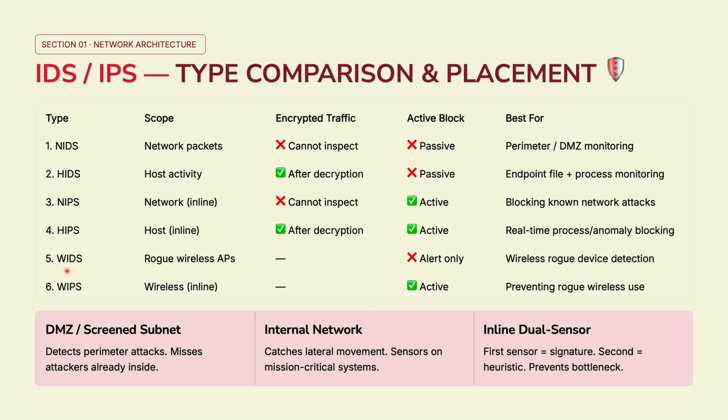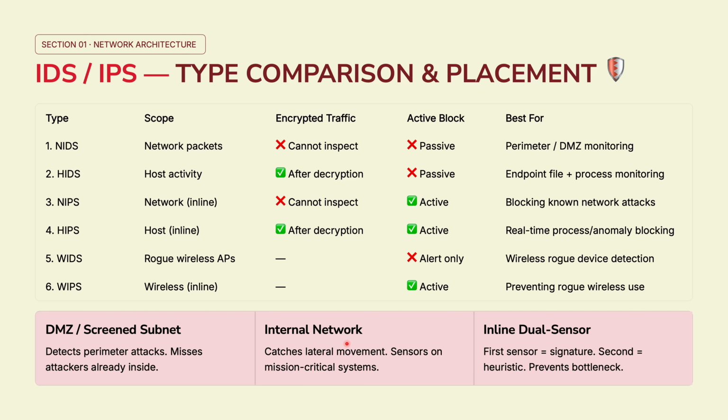Fifth, we talk about wireless IDS and wireless IPS here. Both address wireless-specific threats. Now, let's examine different placement strategies, starting with the DMZ screened subnet. The sensors here detect perimeter attacks, but miss attackers who have already gained internal access.